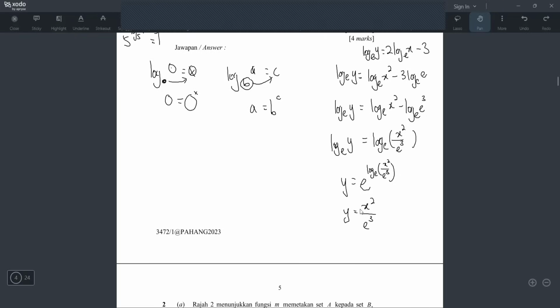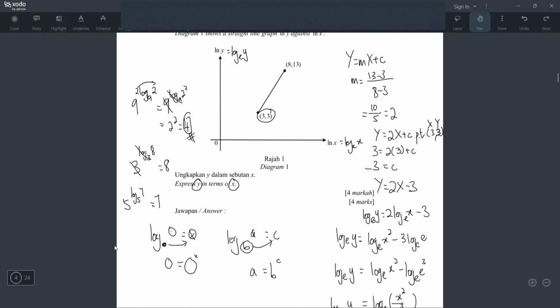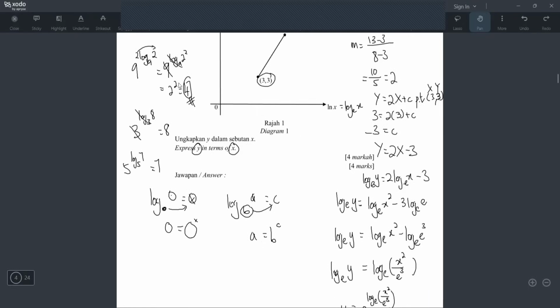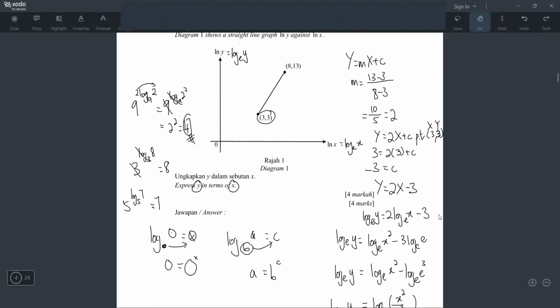Okay, so this is how I would do it. Hope you understand. These are all not the working. These are all just my explanation, so you don't have to copy this into your working. All this is just me trying to explain the concept to you, so this is not important. The working is here, on the right side.